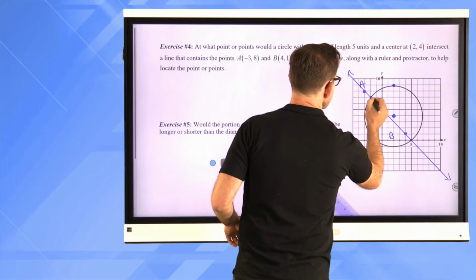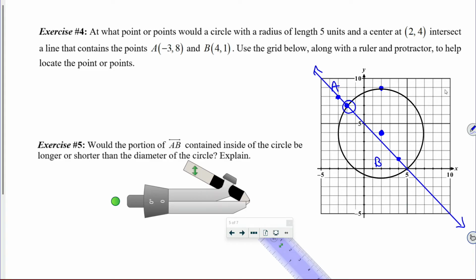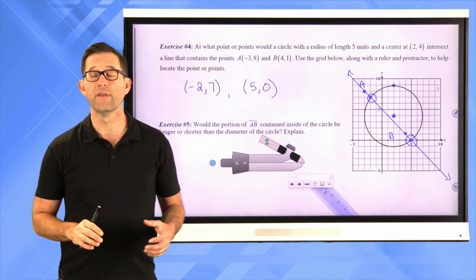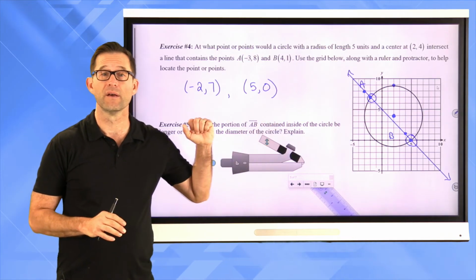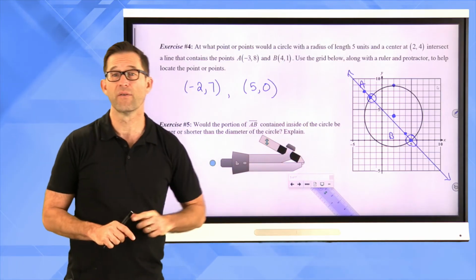Looks like they intersect right here. That's at -2, 7. All right, and it intersects right here, which is at 5, 0. Now, of course, you could have a line that intersects a circle twice, like it does here, or it could miss the circle entirely, right? It could be down here.